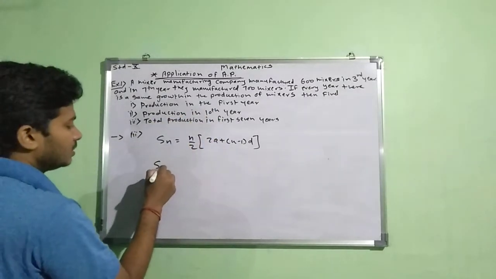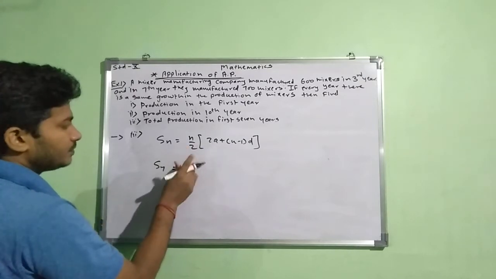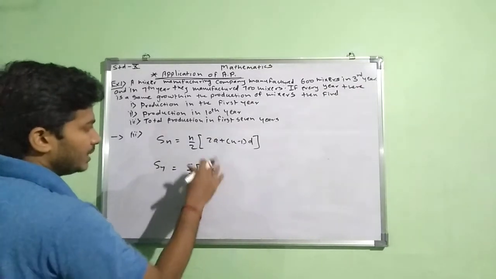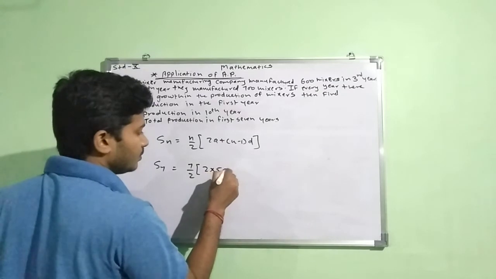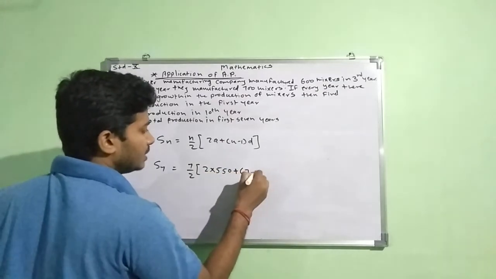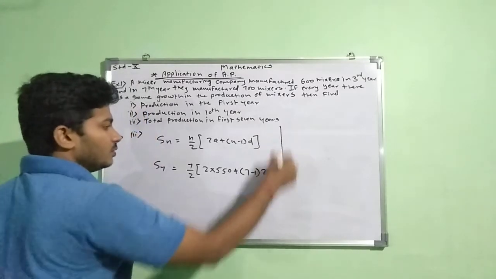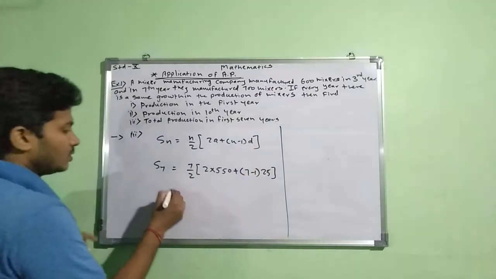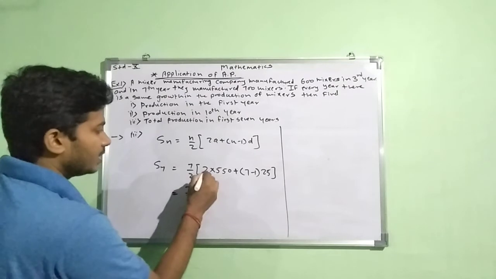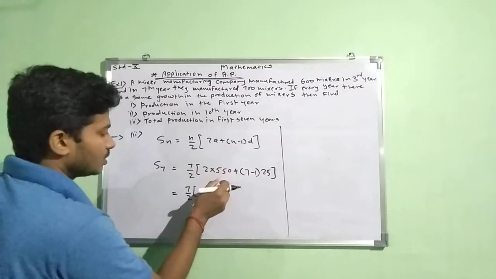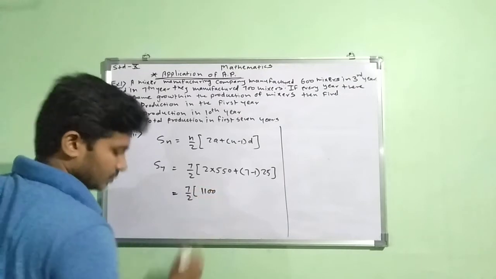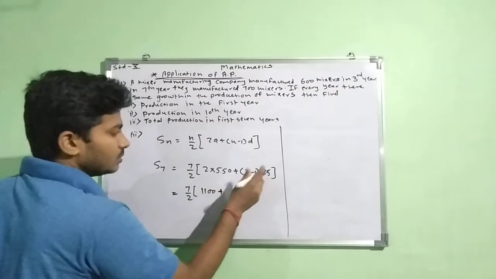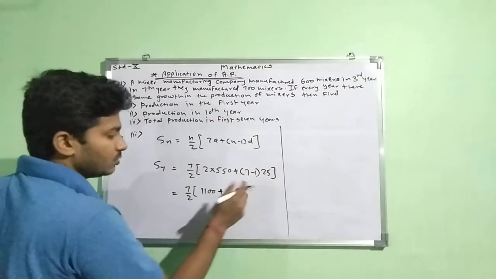So we will find S7, that means for 7 years, and value of n will be 7 upon 2 inside the bracket 2 multiplication. The value of a we know which is 550 plus n is 7 minus 1 into d which is 25. Okay, value of d we know which is common difference. So S7 will be equal to 7 by 2 inside the bracket, plus 7 minus 1 is 6, and 6 into 25 will be 150.